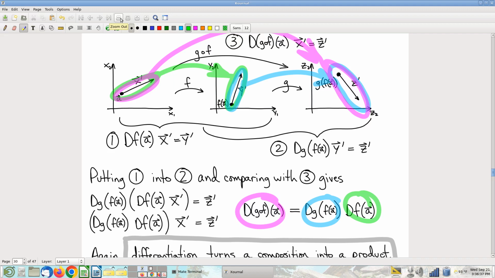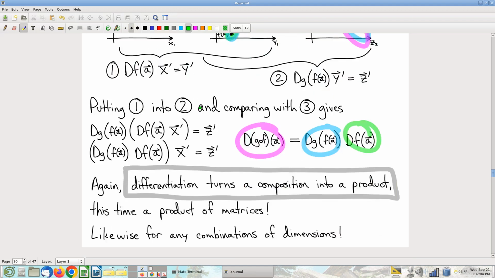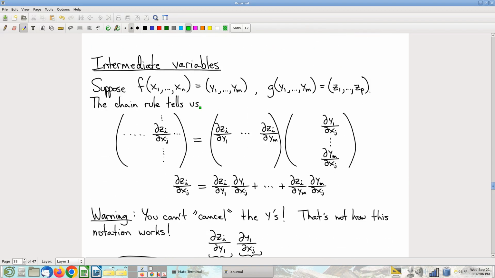But sometimes you don't need to compute the entire derivative matrix. Sometimes you just want to know one element out of this. I just want to know a single partial derivative. Maybe I want to know the partial of z2 with respect to x1, perhaps. That's just one element out of this product matrix. I don't want to have to compute the whole thing just so I can get one element out. So here's how we streamline it.